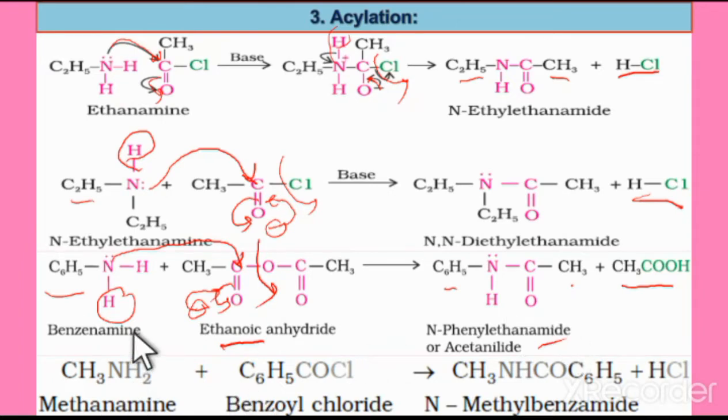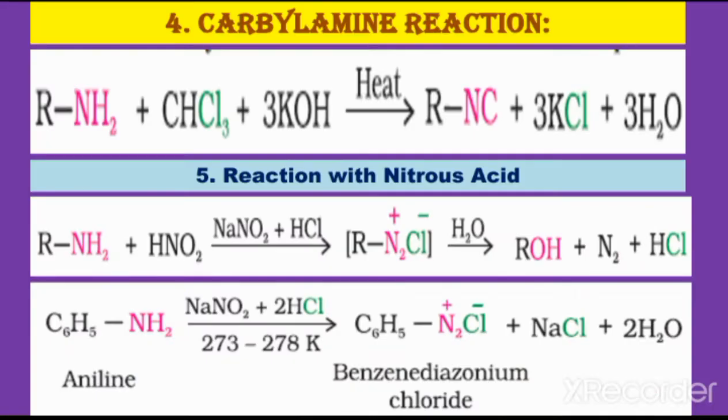And the other reaction: when methanamine is treated with benzoyl chloride, C6H5 C double bond O Cl, it gives CH3NHCOC6H5 plus hydrochloric acid. N-methyl benzamide is obtained. This is the acylation reaction.